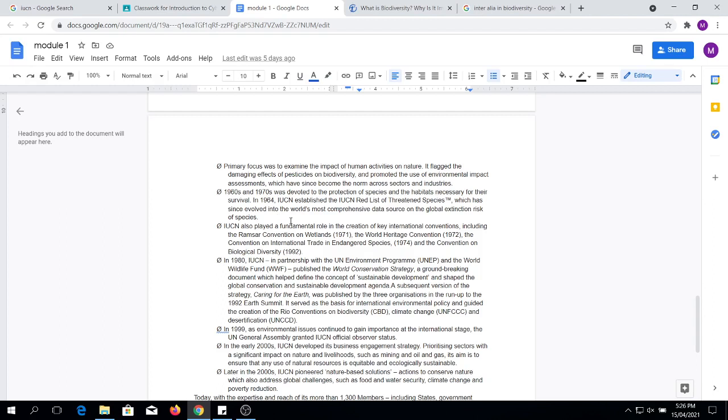Muna kung makita ninyo, I don't know if you are really that familiar, makita ninyo that many of the farms karon are utilizing organic farming. Another, in the 1960s and 1970s, was devoted to the protection of the species and habitats necessary for their survival. So in 1964, IUCN established the IUCN Red List of Threatened Species, which has since evolved into the world's most comprehensive data source on the global extinction risk of species.